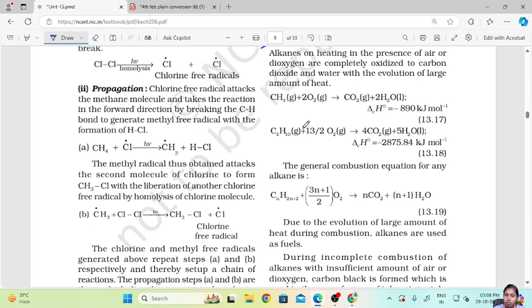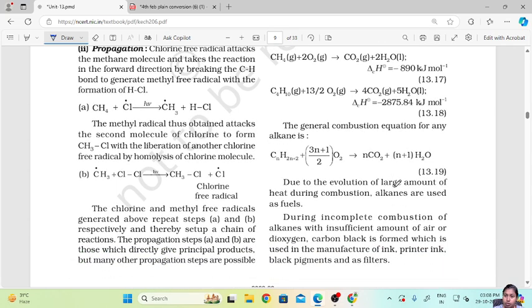What happens in case of ethane? In case of ethane, in presence of oxygen, carbon dioxide is released, water is also released, but the amount of energy that is released is 2875.84 kilojoules per mole. So the heat energy which is released in this process is more.